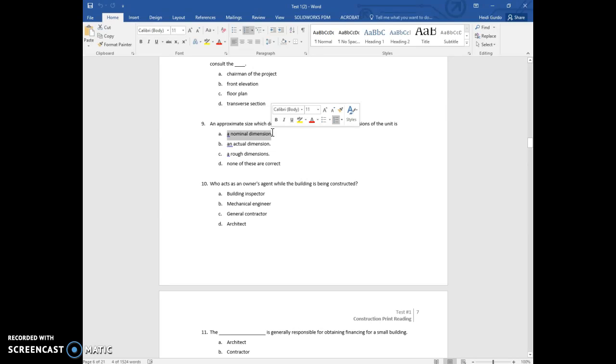A nominal dimension would be something like a 2 by 6. The piece of wood does not actually measure 2 by 6. The actual size of a 2 by 6 would be 1.5 by 5.5 inches. That's its actual dimension. So the nominal does not represent the actual dimension.